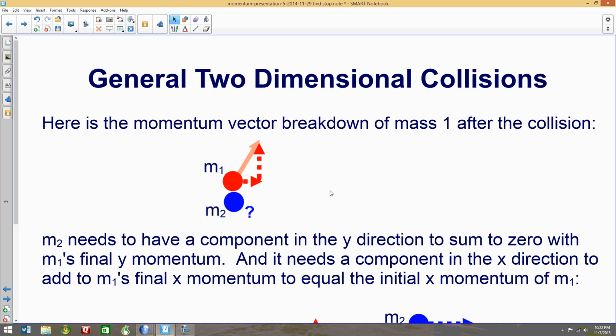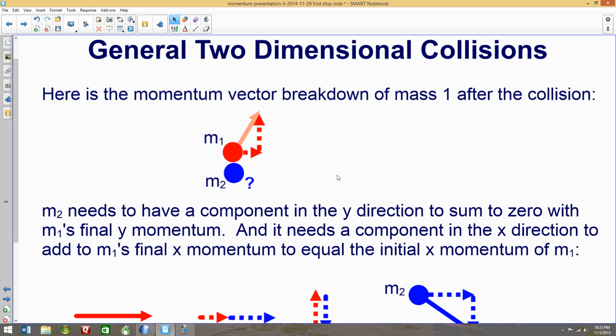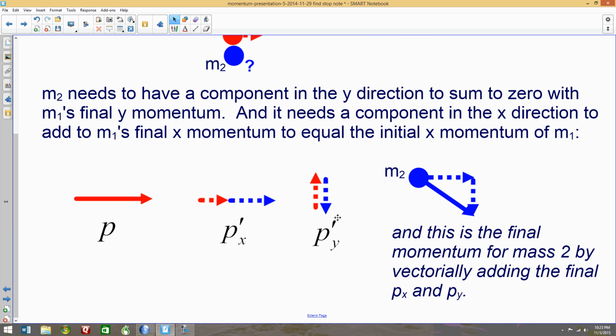Okay, so remember, we start out with m1 having only x momentum. That means that the x component of the momentum of m1 and m2 after the collision has to be that value. We also know that there is no momentum for m1 in the y direction before the collision. And that means we can't have any y direction momentum after the collision. So see, this is what we have here.